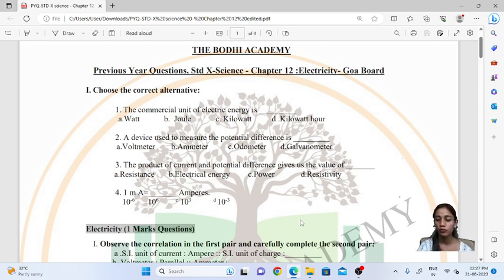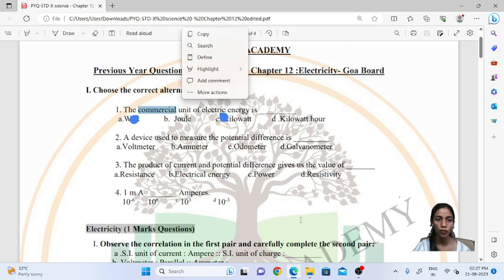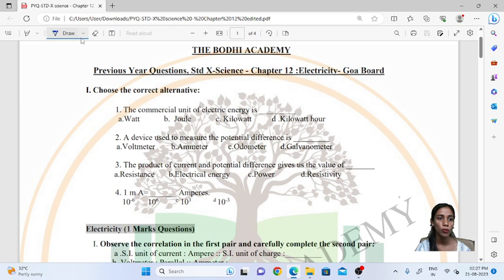Here the first question we have is the commercial unit of electric energy. The options over here are watt, joule, kilowatt and kilowatt hour. The correct option over here, as we have studied, is that the commercial unit is kilowatt hour. Option D.